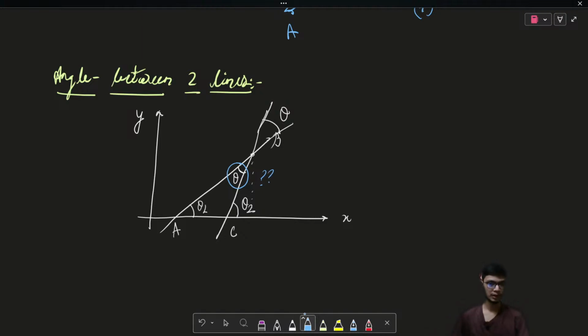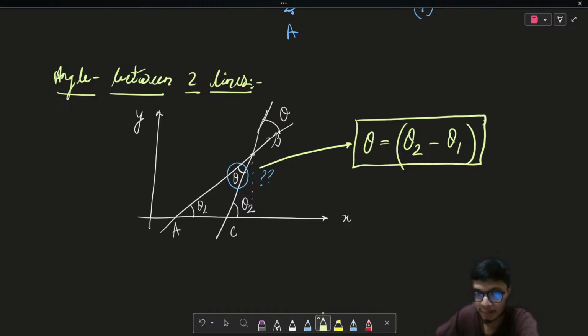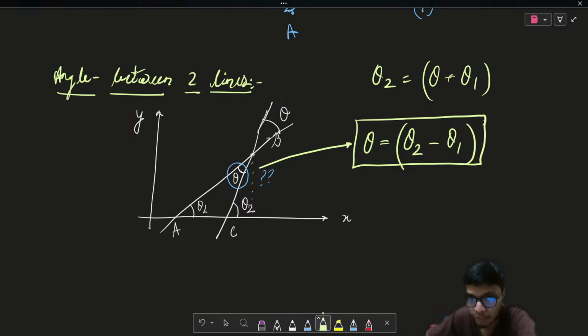That is my question. If I try to understand from this particular triangle, it is very simple and clear that I can relate this angle theta as theta 2 minus theta 1, right? The exterior angle is the sum of the interior opposite angles. Like theta 2 can be given as theta plus theta 1, right? So the exterior angle of a triangle is the sum of the opposite interior angles, and from here I can easily obtain theta as theta 2 minus theta 1.